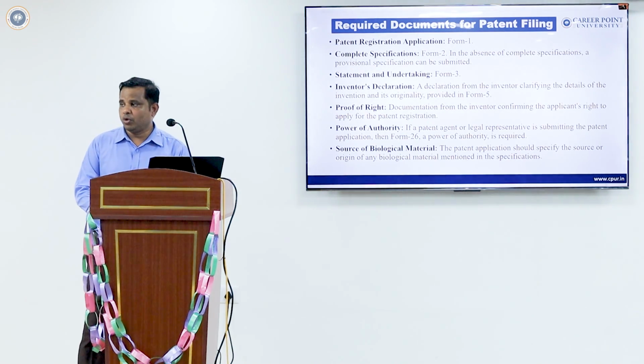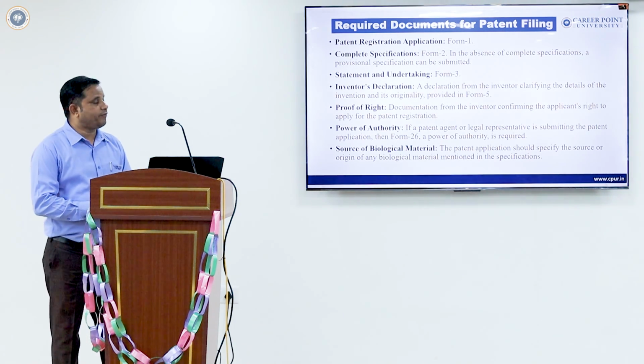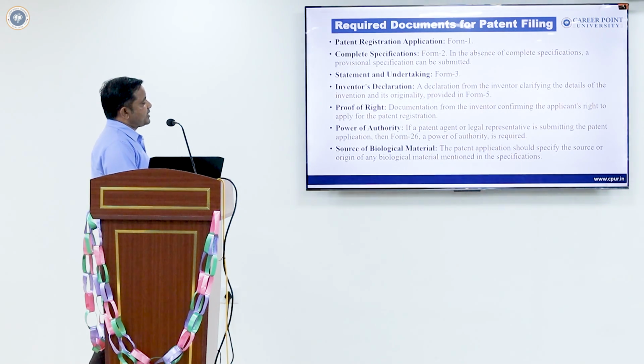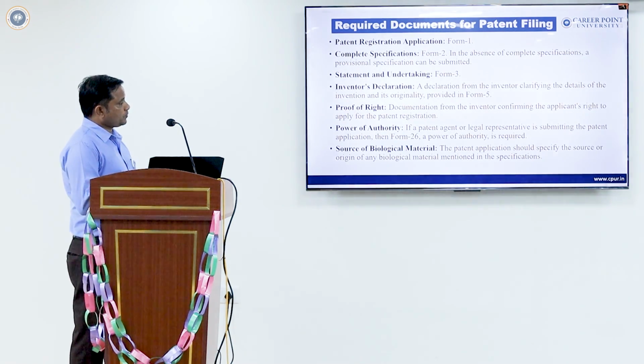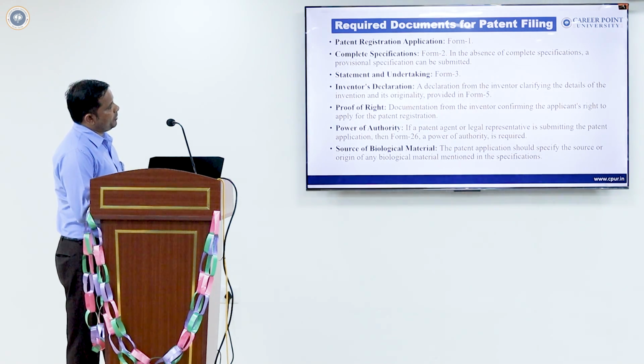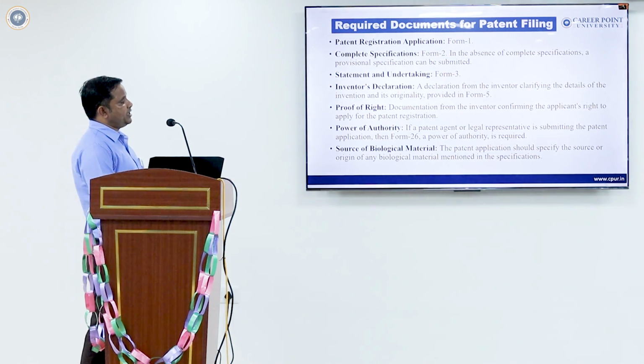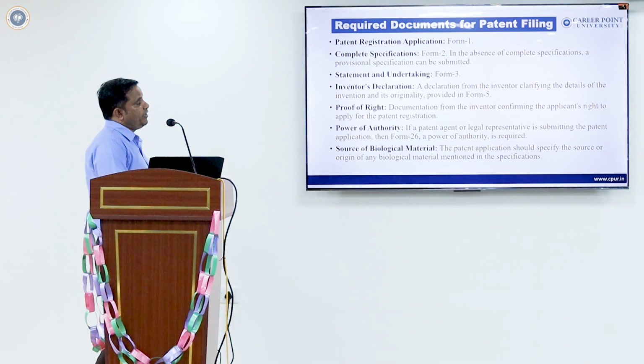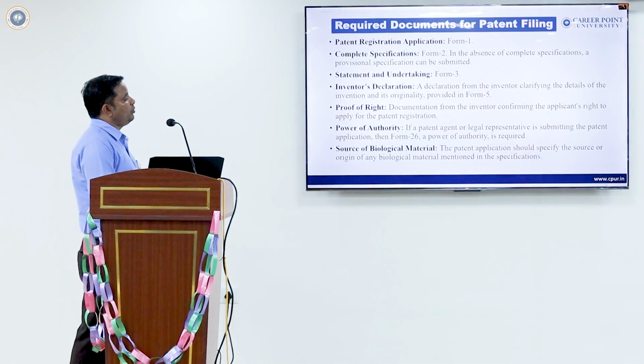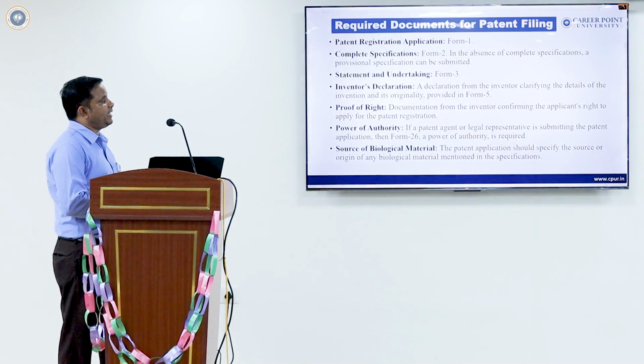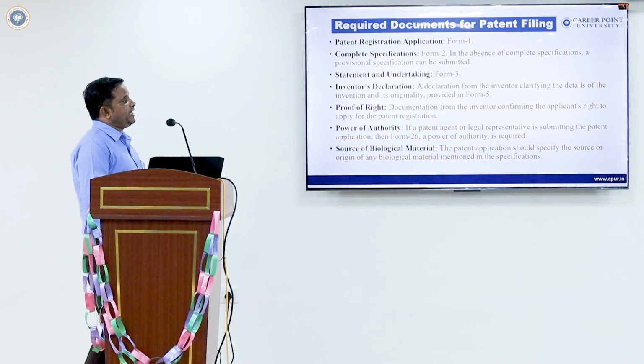What kind of documents are required for filing a patent? First we need to prepare an application form, that is Form 1, where every piece of information is there related to your patent, your applicant, and your complete specification.